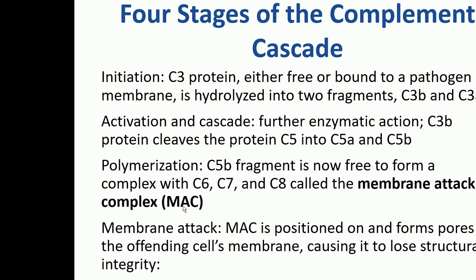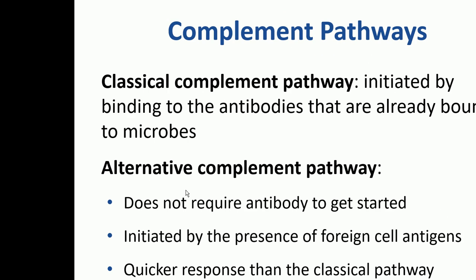There are 2 kinds of complement pathways. First is the classical complement pathway, and second is the alternative complement pathway. The classical complement pathway is initiated by binding to antibodies that are already bound to microbes, and the alternative complement pathway does not require antibody to get started.